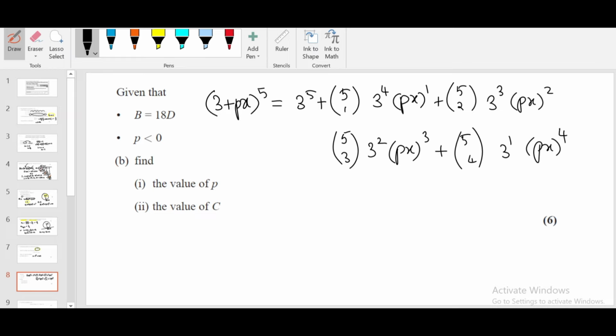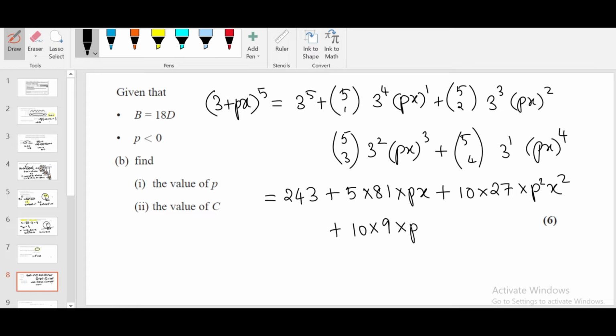It's a 6 mark question. We need to carefully expand this. So the first one is 243, 3 power 5, and then I'm going to write one more step before simplifying. 5c1 is just 5, use your calculator. 3 power 4 is 81 px plus 5c2, use your calculator, it's 10. 3 cube is 27 p square x square plus 5c3 is same as 5c2, 10. 3 square is 9 p cube x cube. 5c4 is same as 5c1, so 5 times 3 p power 4 x power 4.